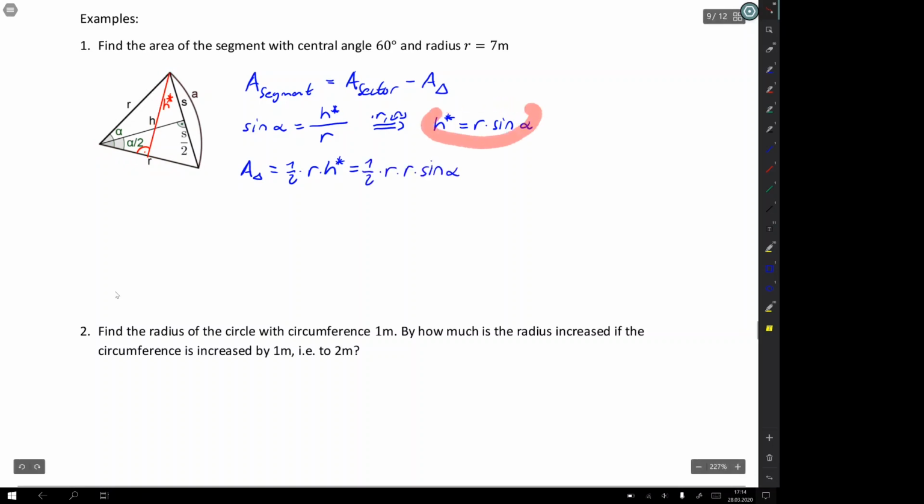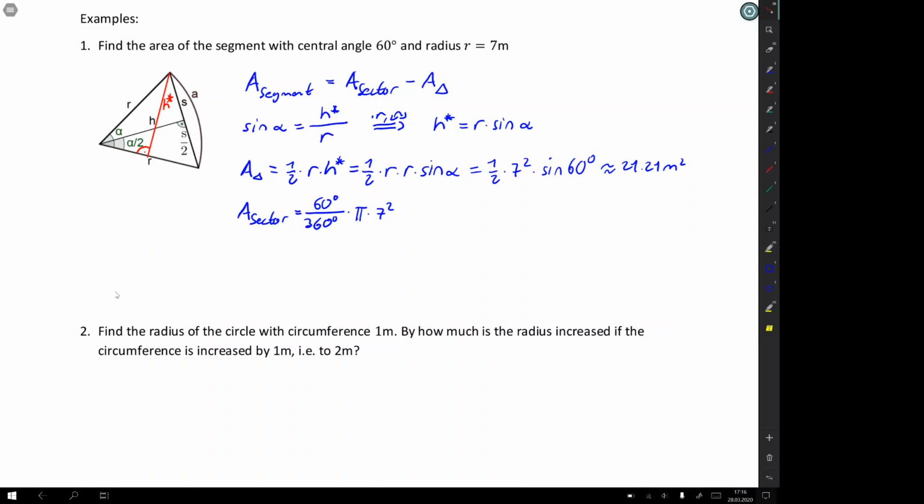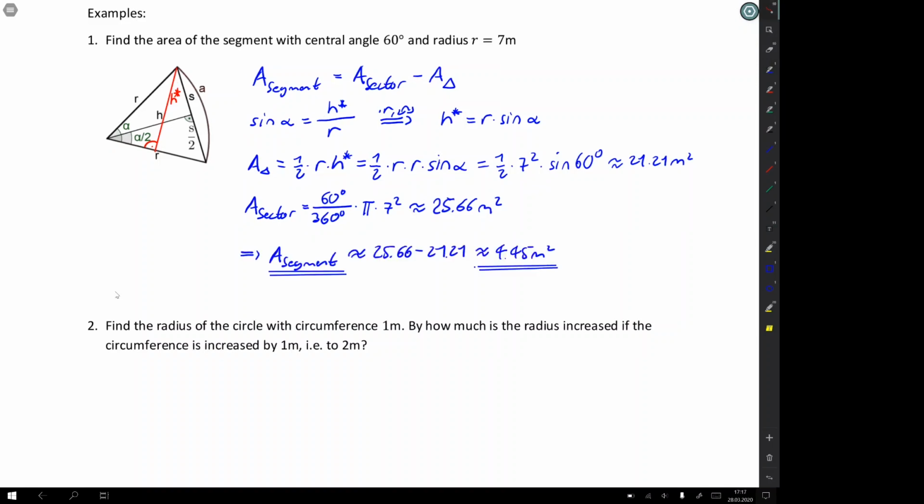Inserting h star in here, we get this formula, and now inserting the values, we get 1/2 times 7 squared times sine of 60 degrees, which is approximately 21.21 square meters. Using the formula for the area of a sector, we get that the area of the sector is 60 degrees divided by 360 degrees times pi times 7 squared, which is approximately 25.66 square meters. And so we find that the area of the segment is approximately 4.45 meters squared.